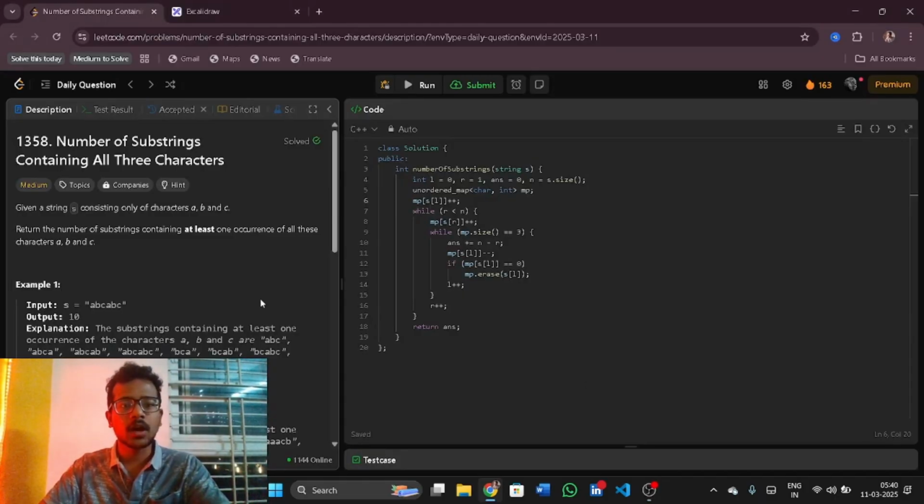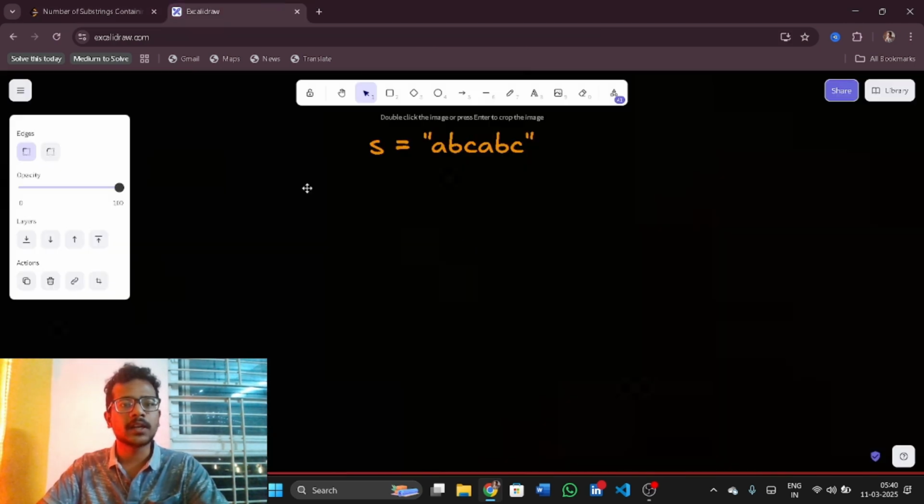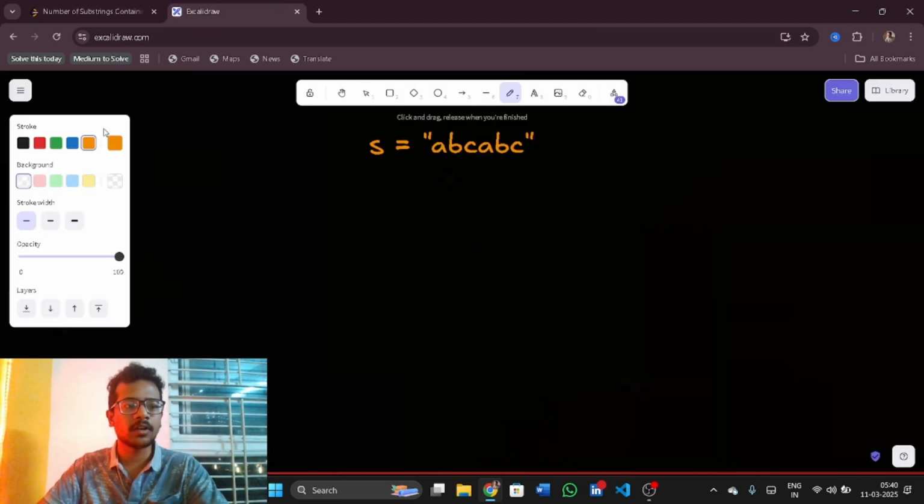Let us now discuss how we can solve this question: number of substrings containing all three characters. We are given a string which contains only characters A, B and C. Return the number of substrings containing at least one occurrence of all these characters A, B, C. So, let us go through the first example given to us.